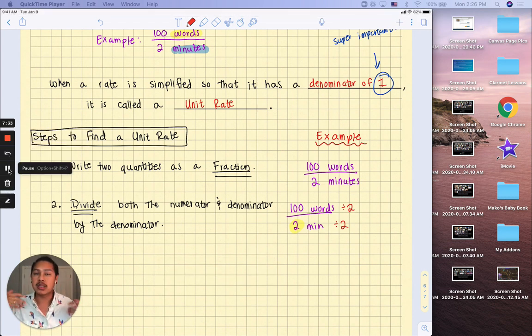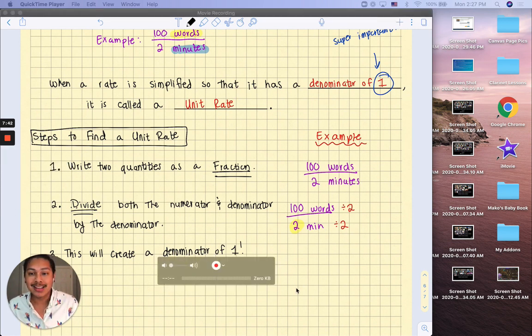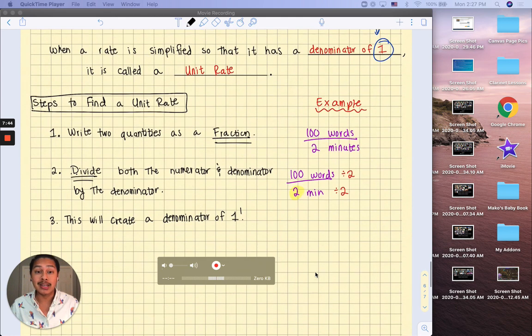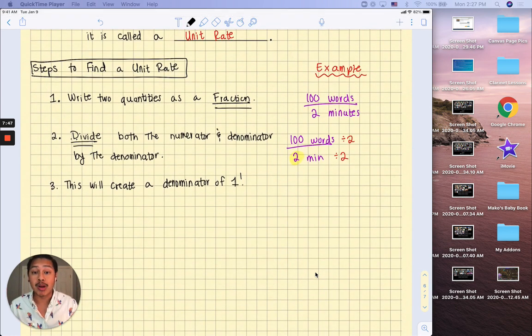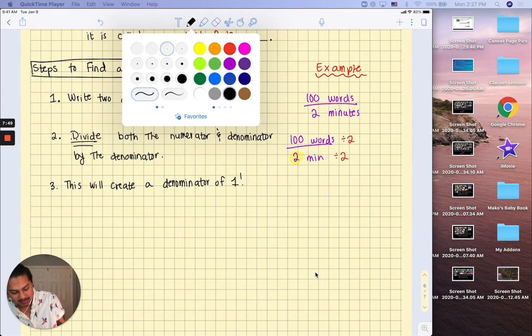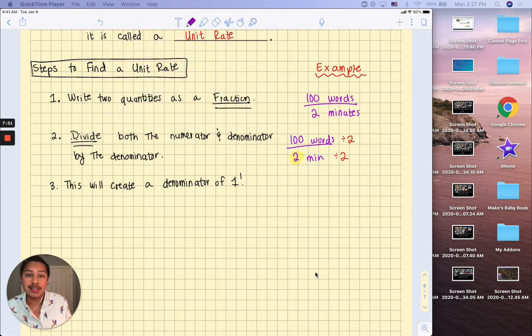Step number 3, we're going to take a look at what happens when we divide the numerator and the denominator by 2. This will create a denominator of 1, which is exactly what we need when we're writing unit rates. So let's go ahead and simplify our fraction. When I do 100 words divided by 2, that gives me 50. When I do 2 divided by 2, I get 1. So my fraction now looks like this. It is 50 over 1.